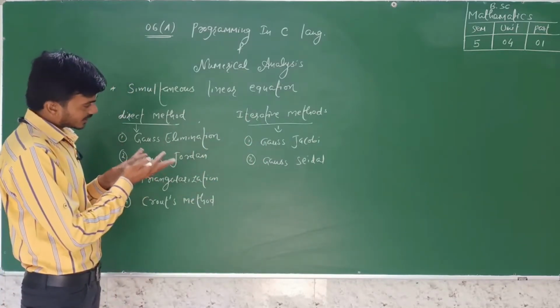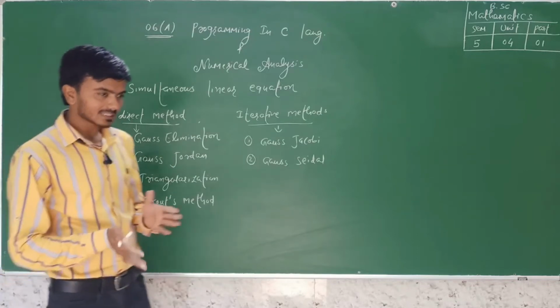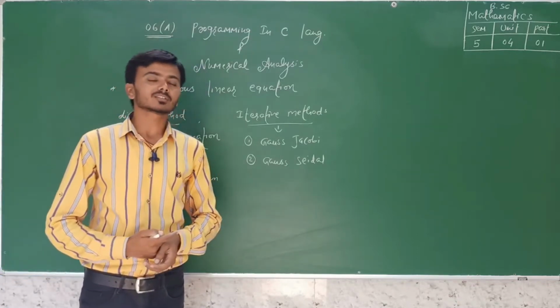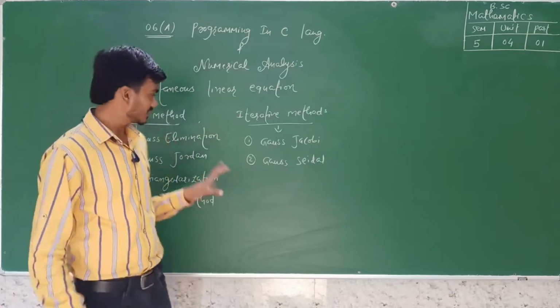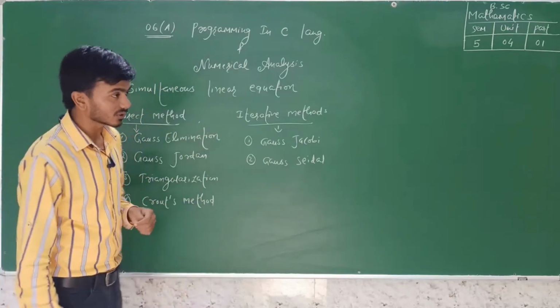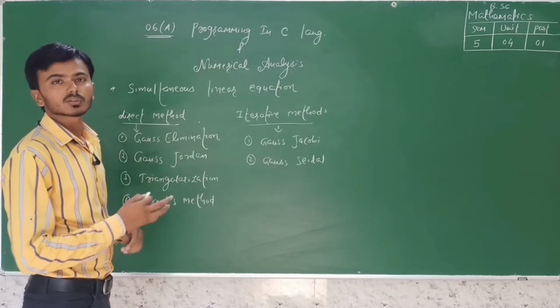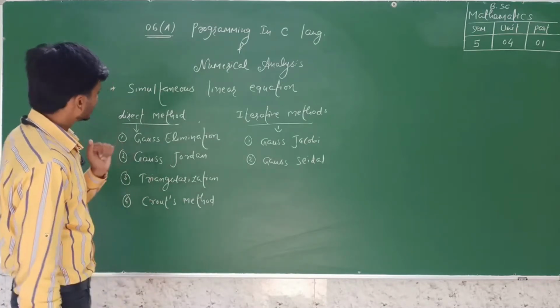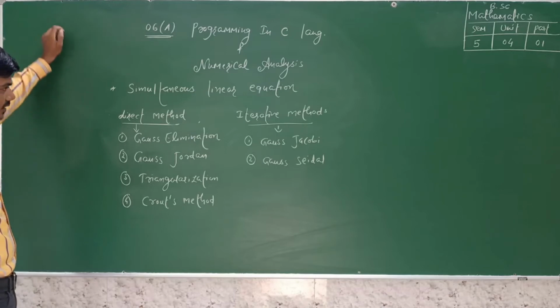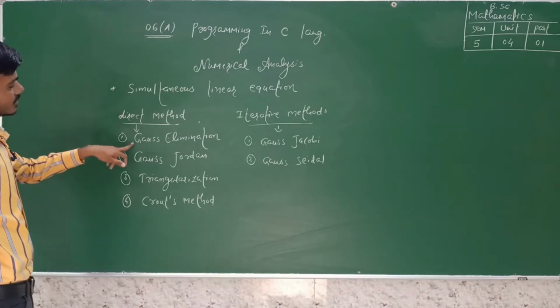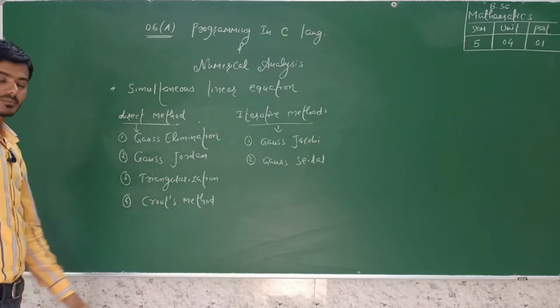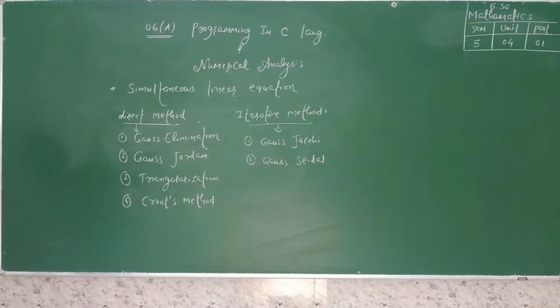These methods are used whenever there is a large number of variables in the system of equations. So this type of method is used to solve equations with a large number of unknown variables. First, we try to solve using the Gauss elimination method.